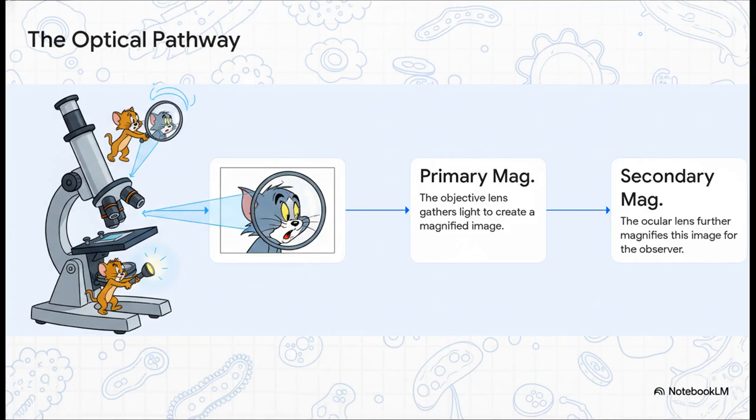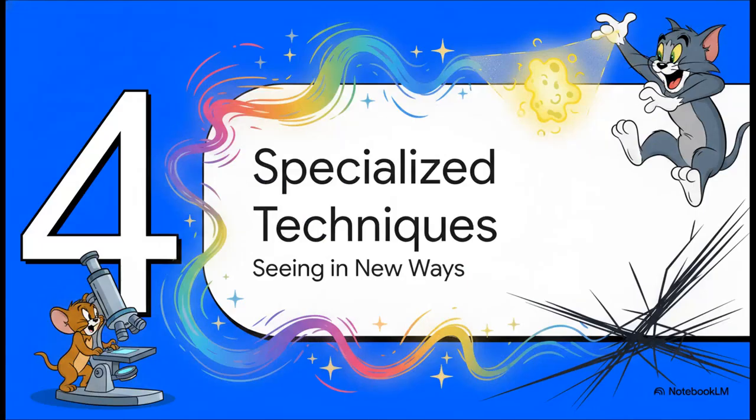Then it's focused by the condenser lens right onto our specimen. From there, the light passes through the specimen to the objective lens, which creates the first magnified image. And finally, the ocular lens, or eyepiece, magnifies that image one more time, delivering the final picture that we see. But the standard bright field microscope can't do everything. It definitely has its limits.